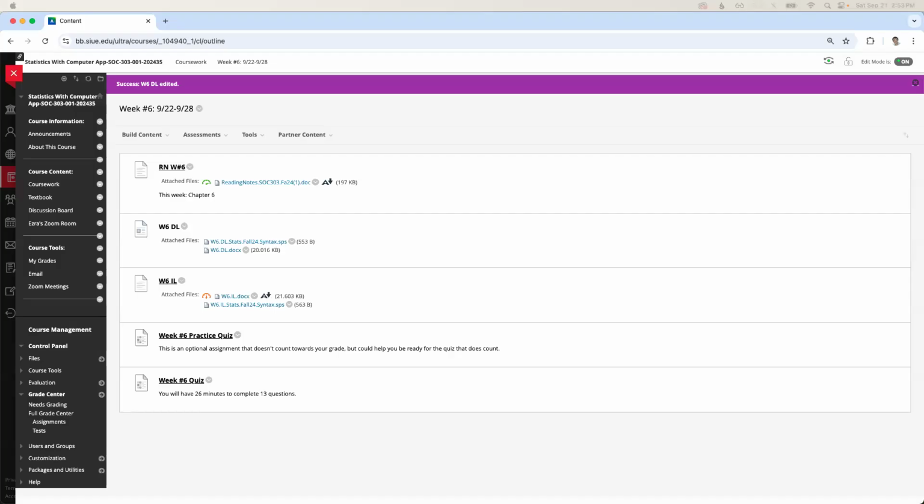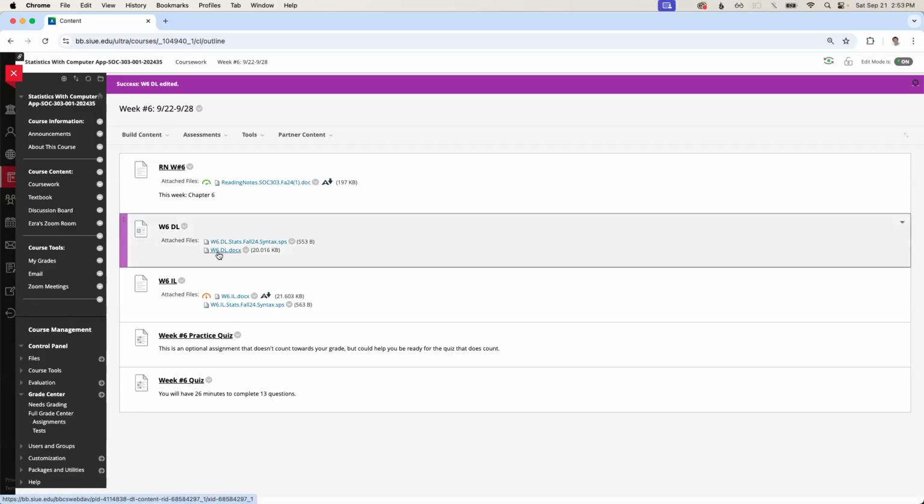This week's demo lab is also focused on confidence intervals, but we're going to be breaking them down by category or group and then comparing them. So you want to open up this week 6 DL document.